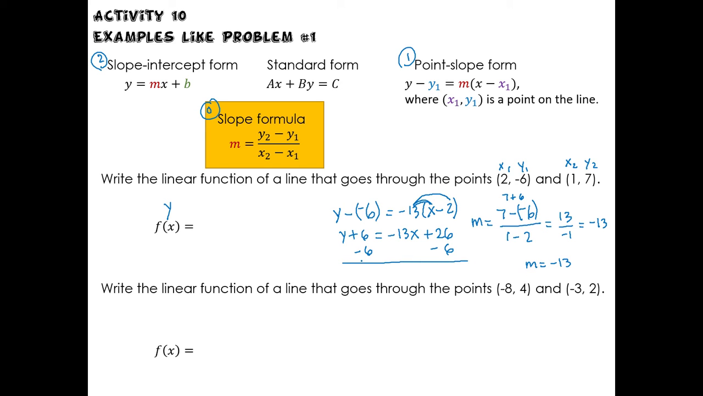So our 6's cancel out on the left. All we have left is y is equal to -13x plus 20. All right, and since we know that y is the same thing as f of x, we just need to fill this out. So it's just going to be -13x plus 20. That's it, just like that.